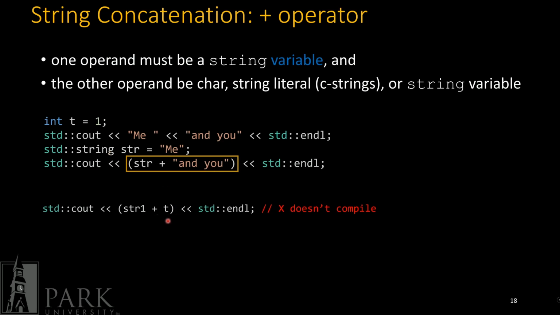However, we cannot add an integer to a string variable because T is an int, right? In Java, you could do this, all right, but we can't do this in C++. You can add a string variable to another string variable. You can add a string variable to a string literal like you see here, okay? Or you can add a string variable to an individual character. All right, those are the three things that you can do with the concatenation operator.